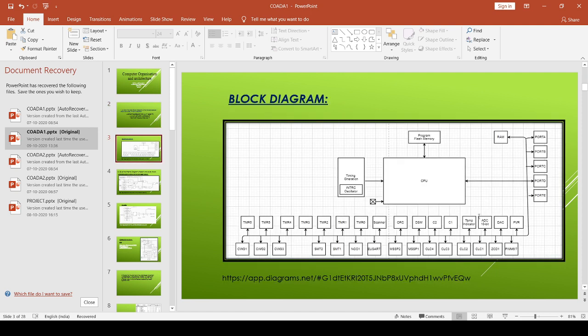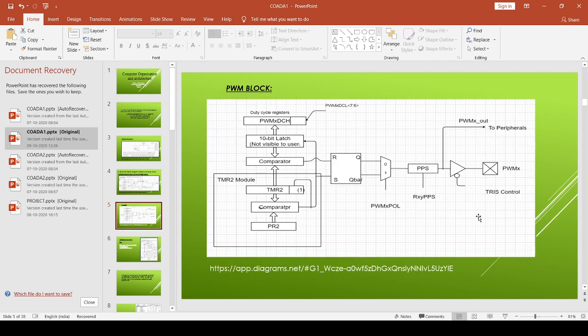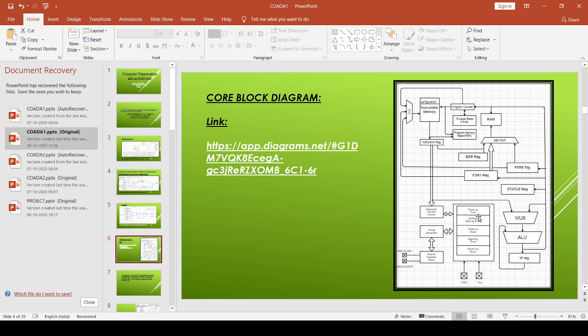This is the block diagram of my microprocessor, which is drawn in iodraw.com. Internal. This is the simplified block diagram of the chip circuit. This is the PWM block diagram. This is the board block diagram, and this is the link where I can find this diagram.